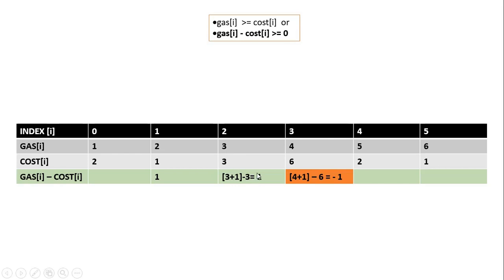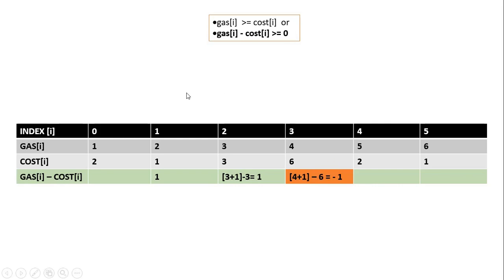So that is 1. Now when we move on to the third station, and then when we compute the overall value of the difference between the gas and cost, it becomes a negative integer. And why so? This is because you simply go ahead and add 1 to 4, which is 5, and then you subtract 6 from it in order to move on to the next station. But 5 minus 6 is minus 1. This means the overall value of the subtraction of gas and cost at the third index is now negative.